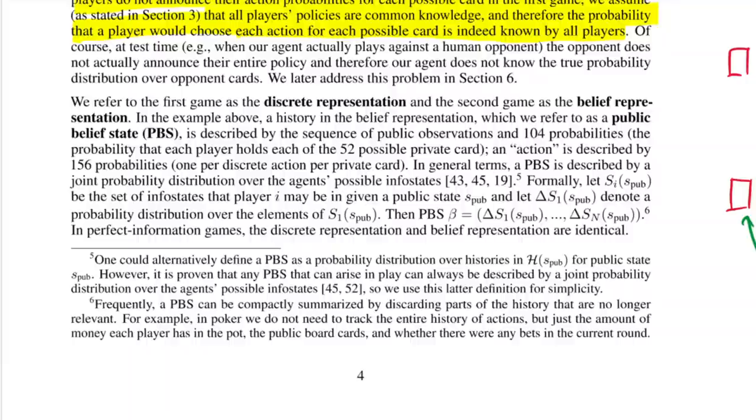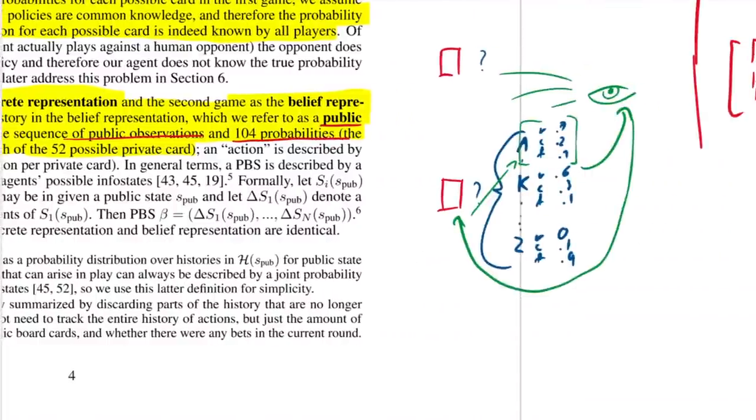This is this next section. We refer to the first game as the discrete representation. That's the top game. And the second game as the belief representation. In the example above, a history in the belief representation, which we refer to as a public belief state, is described by a sequence of public observations and 104 probabilities, the probability that each player holds each of the 52 possible private cards. So this is going to be the state. It's going to be called a public belief state, and it's described by the sequence of public observations and 104 probabilities. So the probability that you have an ace, you have a king, you have a queen, and so on, like the distribution over your cards and the distribution over your opponent's cards. So it's simply like an info state of someone that just observes the game.